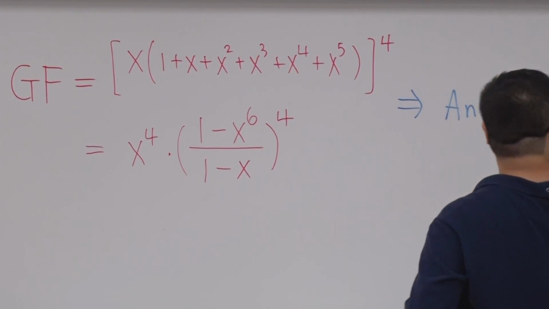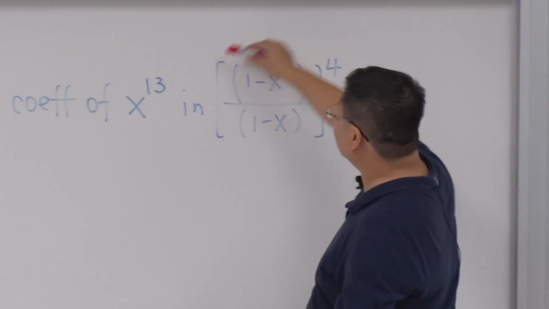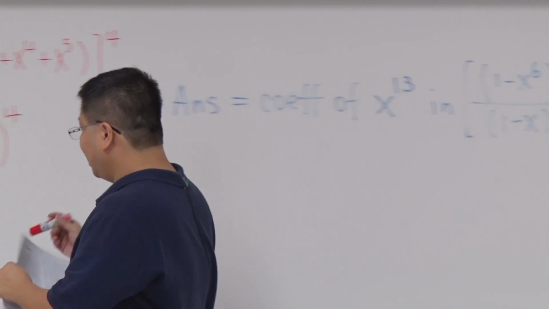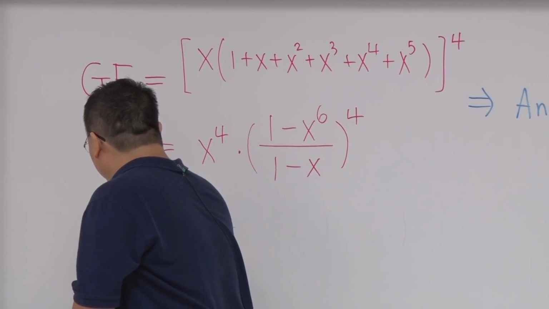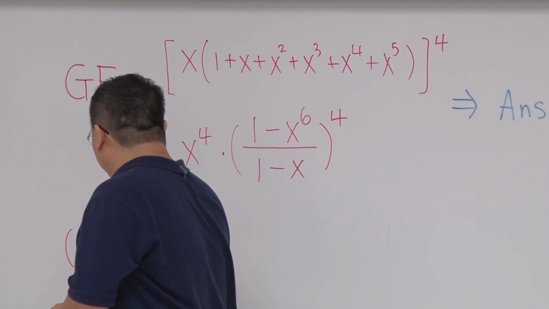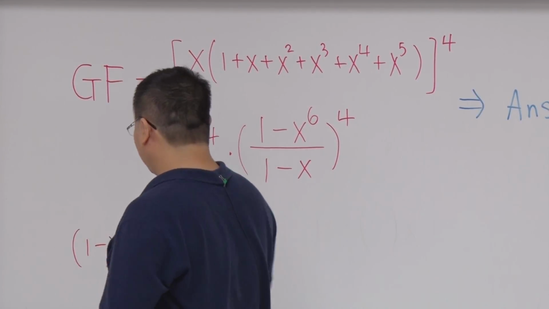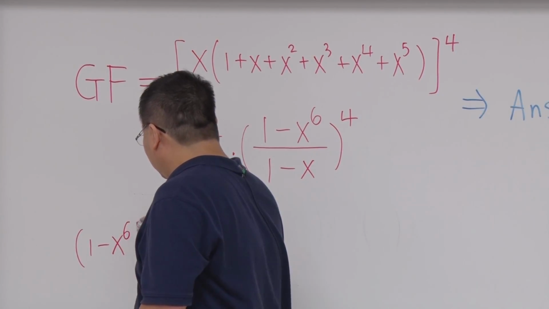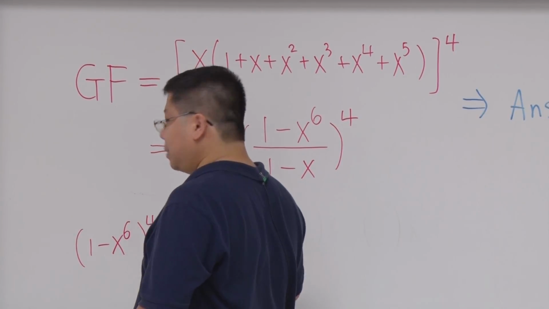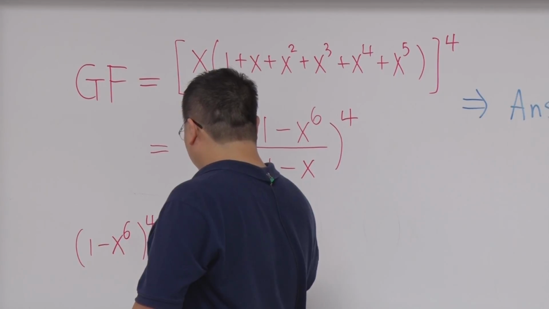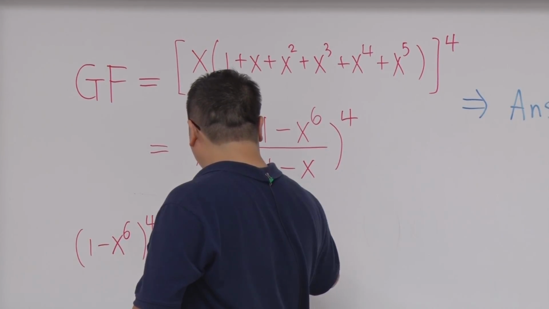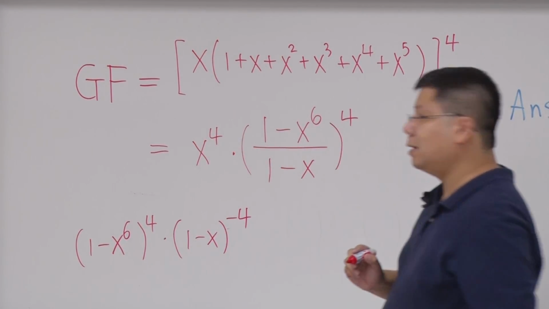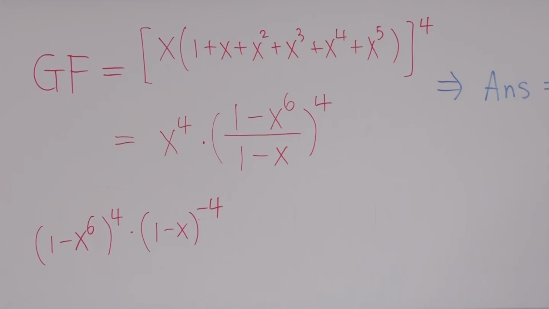Okay, so let's focus on this one. What is it? Let's write it again. This is actually equal to (1 minus x to the power 6) to the power 4 times (1 minus x) to the power minus 4. Is that okay?